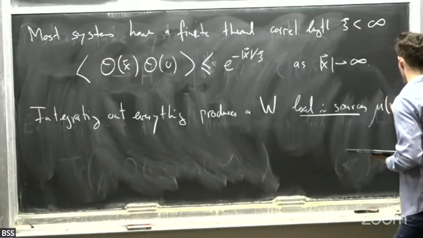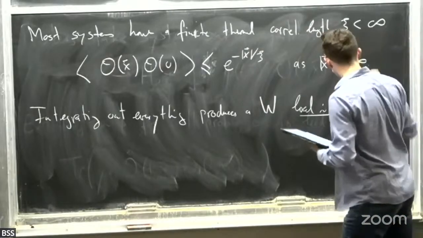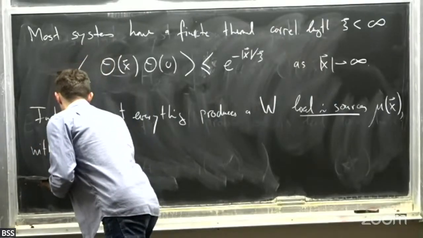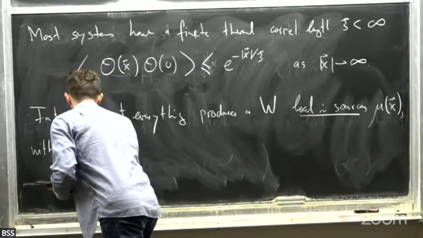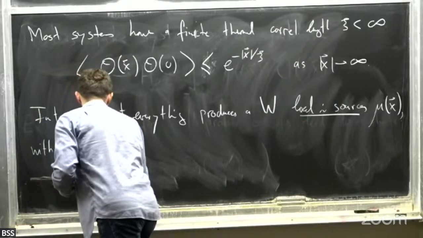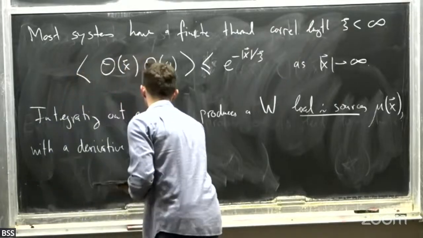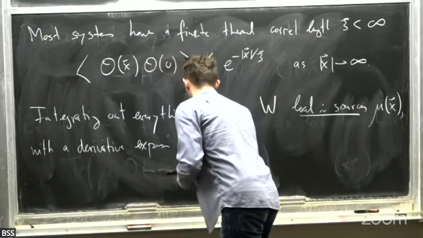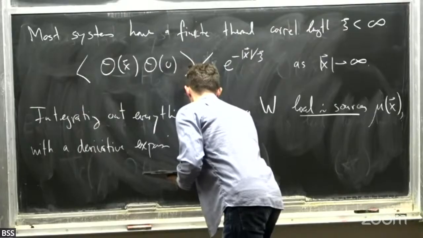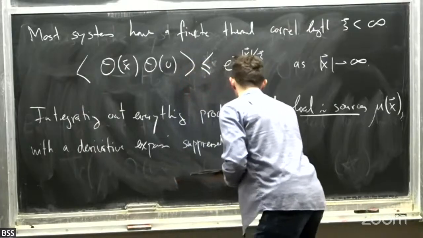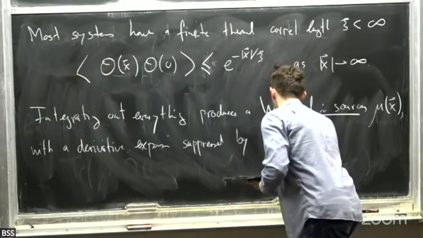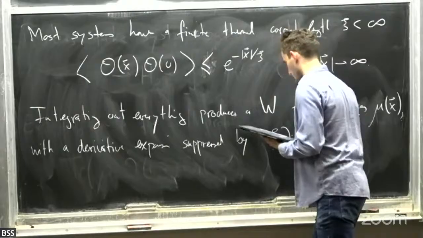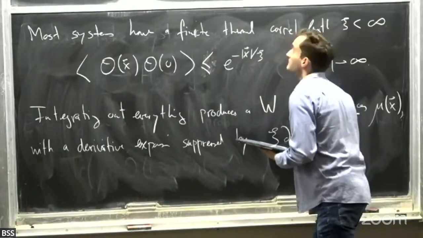In this case, just mu of x. What does local mean? Well, it's going to have a derivative expansion suppressed by the correlation length. Okay, correlation length times spatial derivative is a dimensionless object, and this is what we'll expand in.